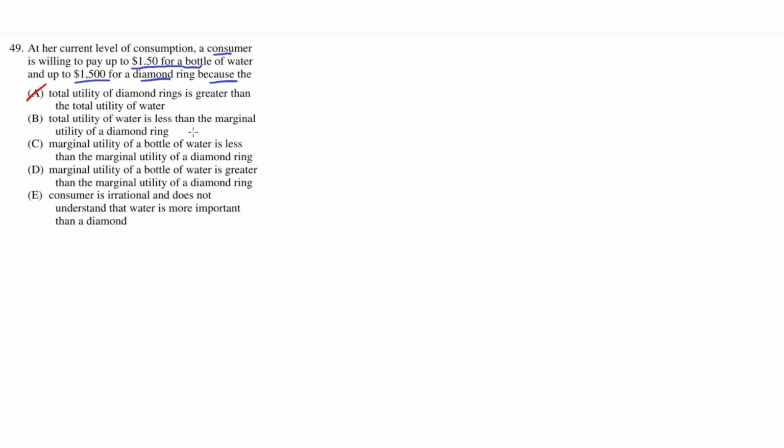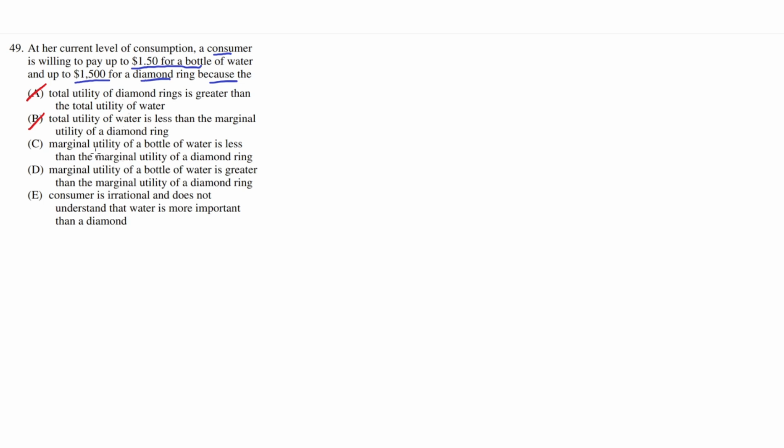B. Total utility of water is less than the marginal utility of a diamond ring. This is incorrect because it doesn't make sense to compare total utility of water to a marginal utility of a diamond ring. And because this doesn't make sense, B is incorrect. C. Marginal utility of a bottle of water is less than the marginal utility of a diamond ring.